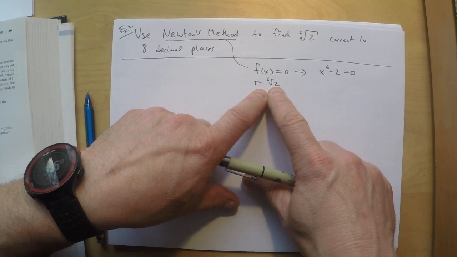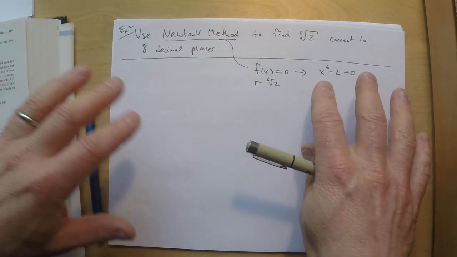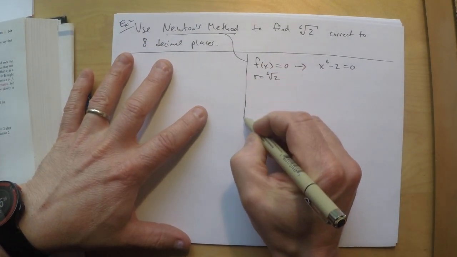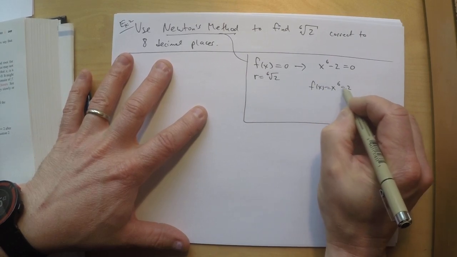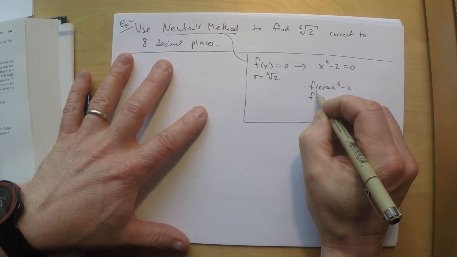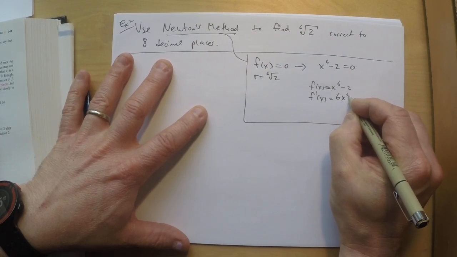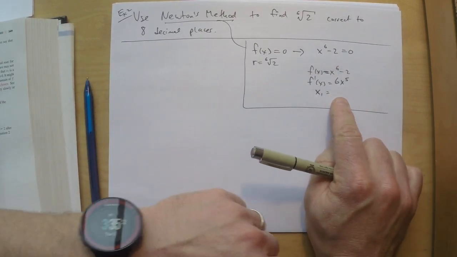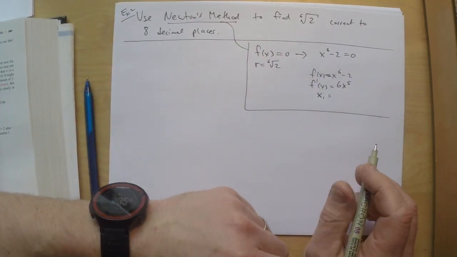Now for me as a mathematician, I'd even stop there. Done. There's my answer. But we want to find it in decimal form, so now I have to use Newton's method. So I have everything I need. I have the function, which is this. I need its derivative, which is going to be 6x to the 5th. The only thing that I really need to start with is an initial guess. Now sometimes they tell you where to guess. Here they didn't give me any point.